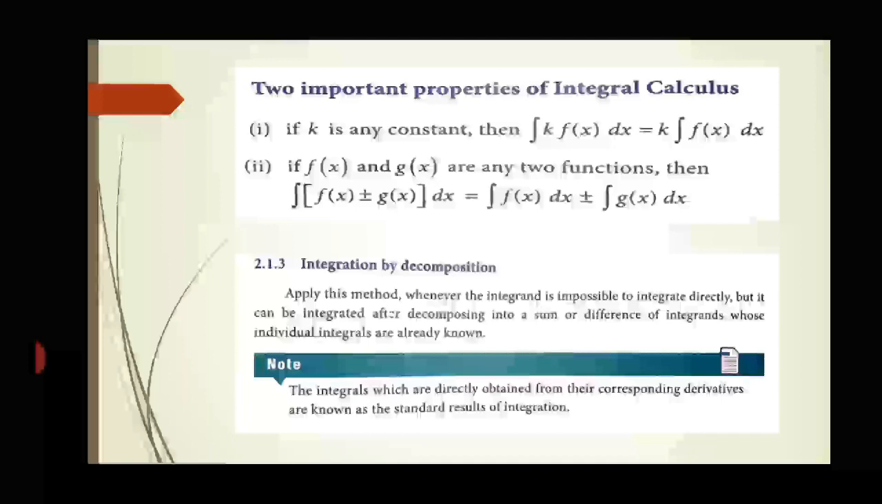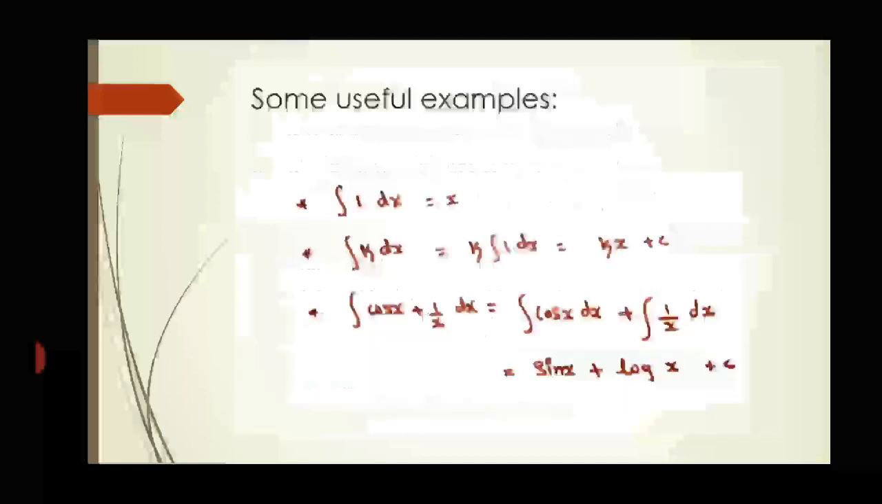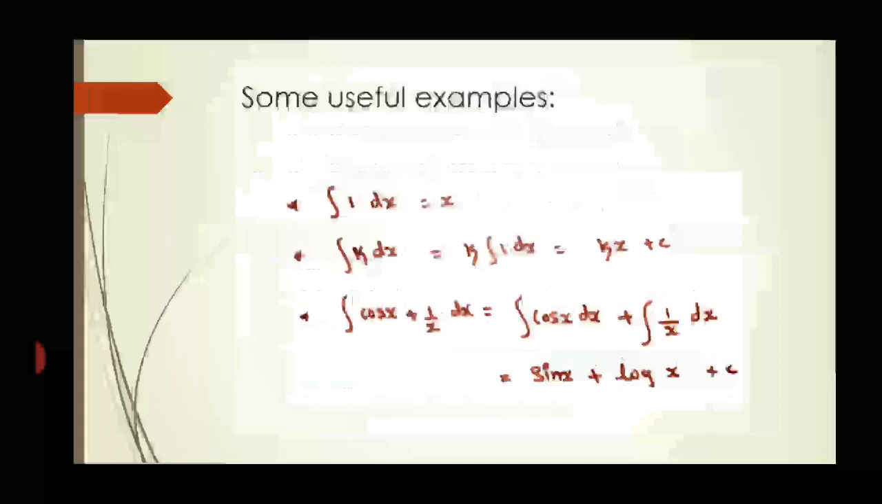Applying this method, whenever the integrand is impossible to integrate directly, but it can be integrated after decomposing it into a sum or difference of integrands whose individual integrals are already known. For example, certain functions cannot be directly integrated, but when they are expressed in the sum or difference form, addition or subtraction form, then we can give the integral separately and then we can integrate. So that's what this particular topic we are going to learn, and here are some useful examples to understand.